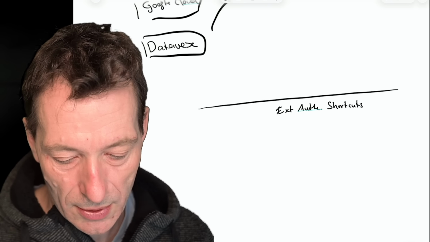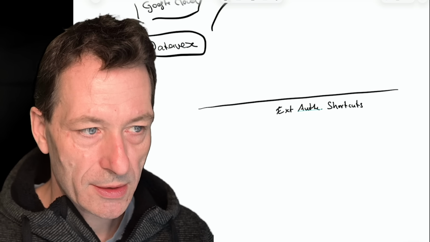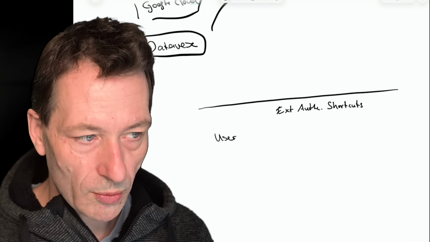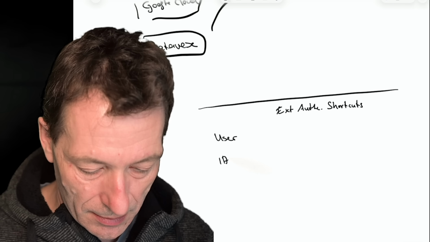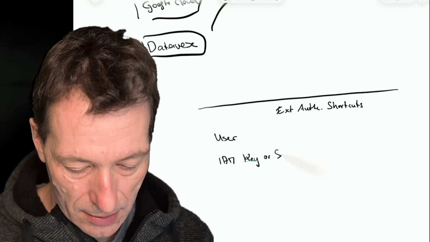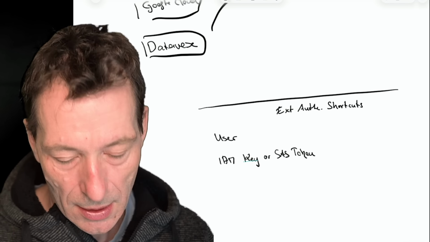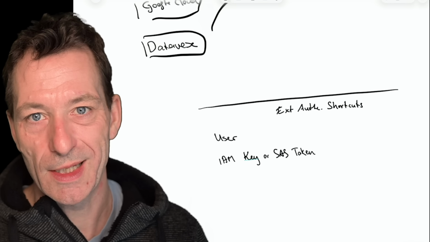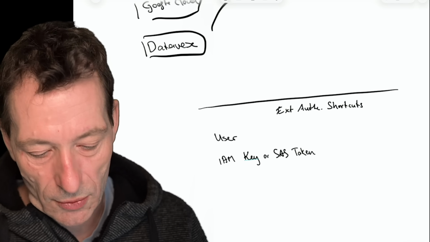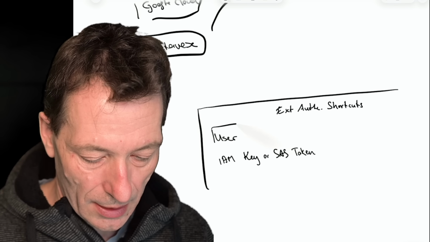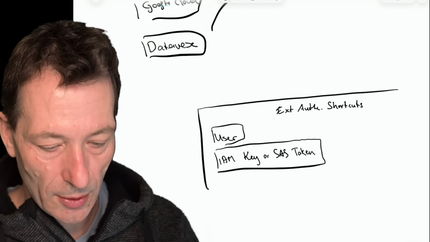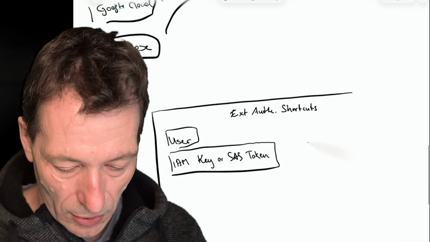Let's first have a look at the external authorization. For external authorization, we can have a user authentication, or we can have an IAM key or SAS token. The key is typically longer living and less secure, because if someone can steal it, you have longer access, basically, right? While SAS tokens are limited in time and functionality. So these are both options to create a shortcut.